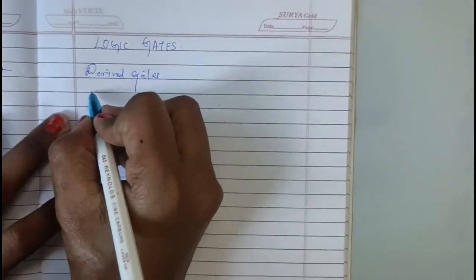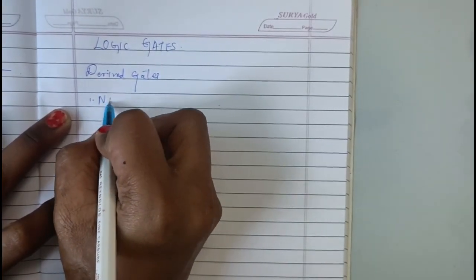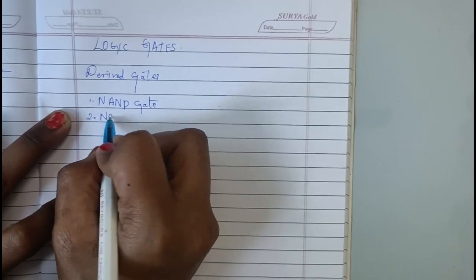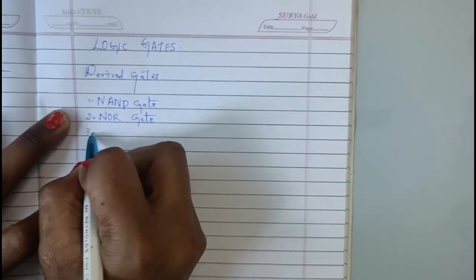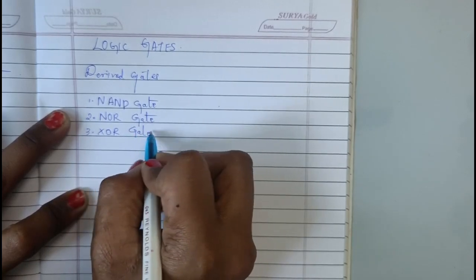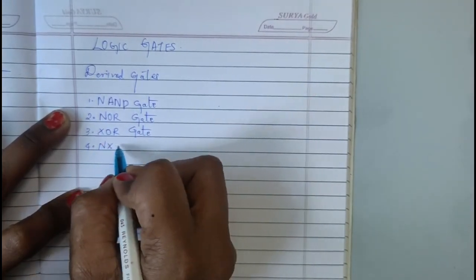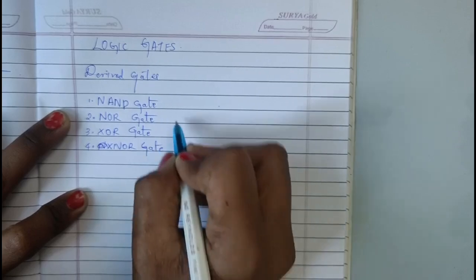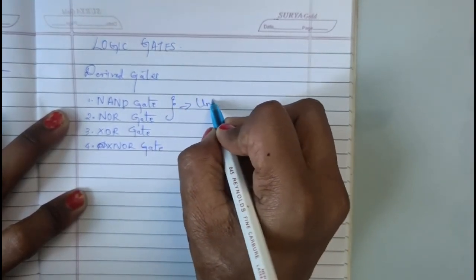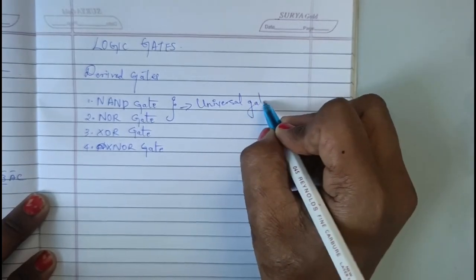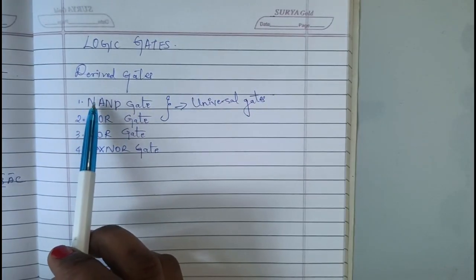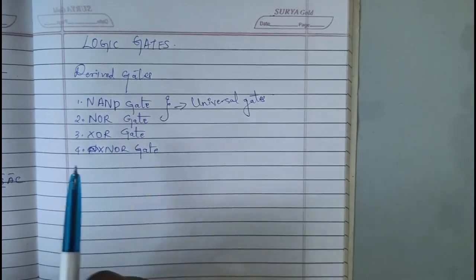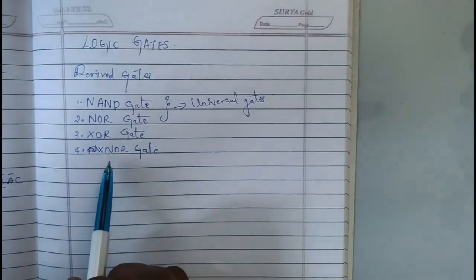Derived gates are of four types. One is the NAND gate, second the NOR gate, third the XOR gate, and fourth the XNOR gate. Now these two gates are also known as universal gates. Let's discuss all these four gates in detail, and how we draw the circuit diagram, or what the symbol is for each of these gates.